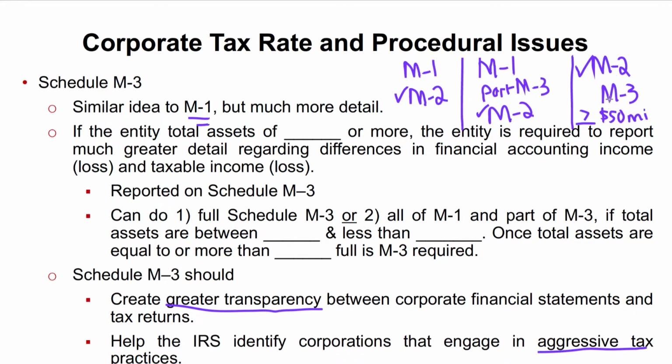But once you hit $50 million of total assets, and you've got to be careful here, it's total assets, you are required to do the full M3. You can still do the M1, but at the minimum you have to do the full M3 and, of course, the M2. So I hope that helps you understand.